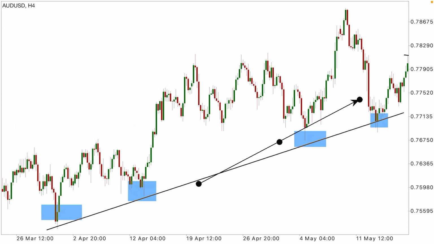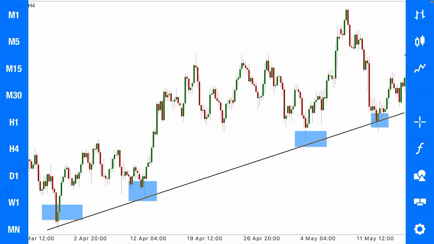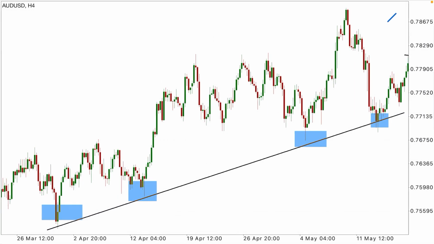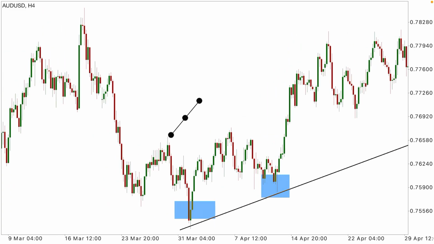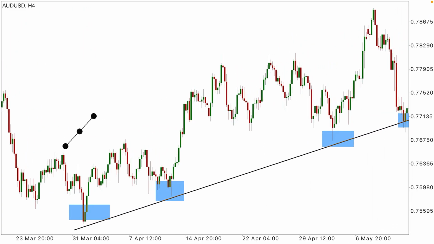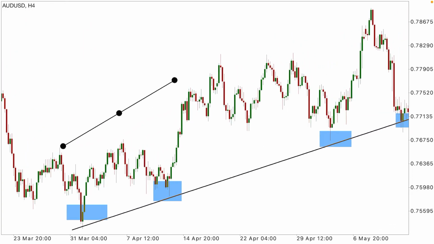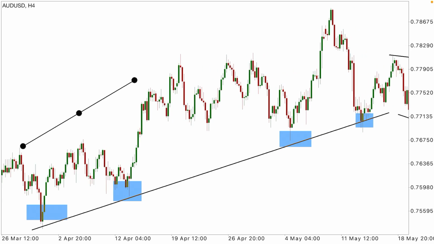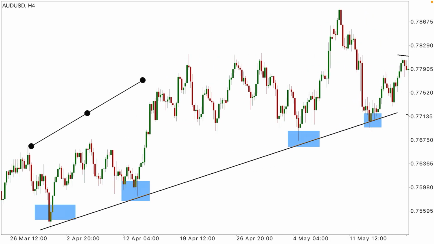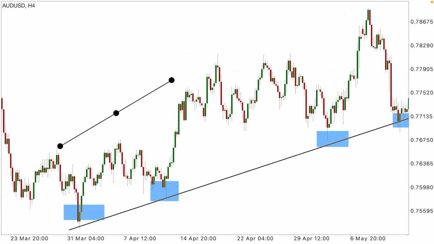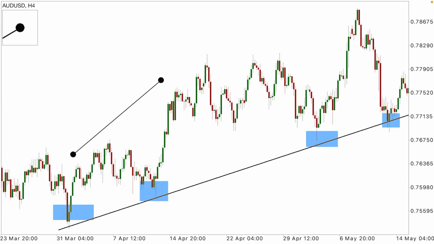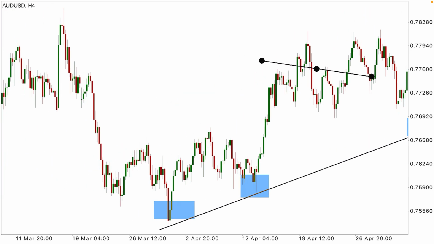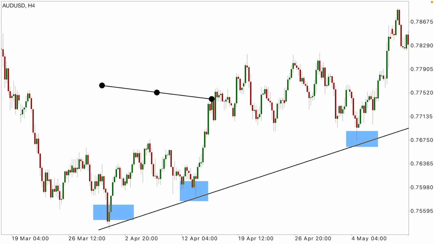All right. Now, let's draw a downward trend line. A downward trend line is drawn. An upward trend line is drawn from the left to the right, as you can see in this trend line currently. But a downward trend line is drawn from the right to the left.